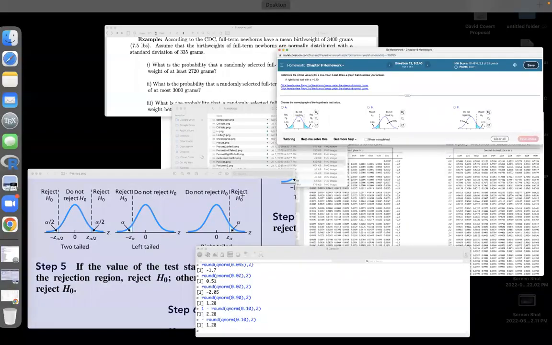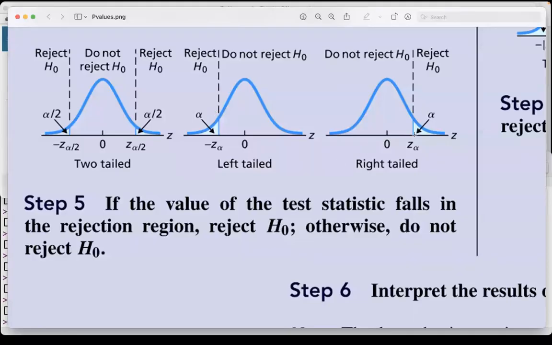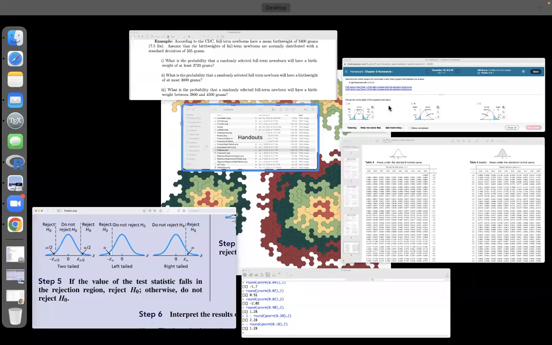So the reason why I put the minus in front is that if I'm looking for this value over here, by symmetry, so if I want to have 0.10 over here, I can figure out what's the value over here that'll have 0.10 to the left, and then I just take the negative of that to make it positive. So in this case, it becomes 1.28. Okay, so that's the way that you could do that.